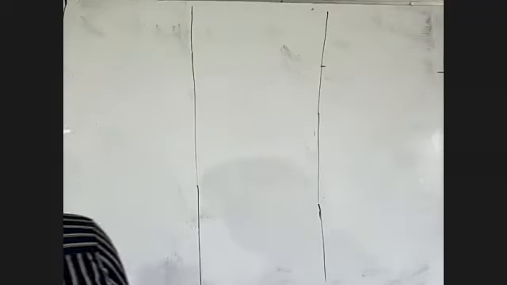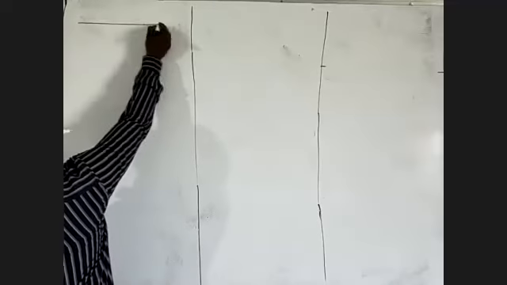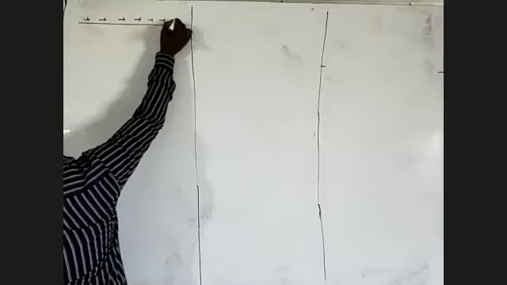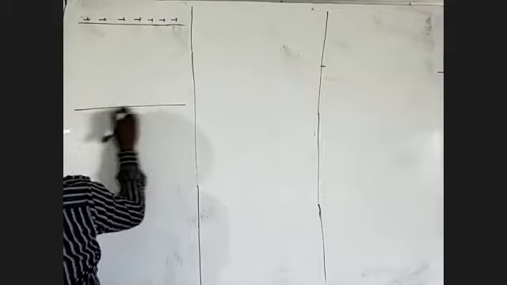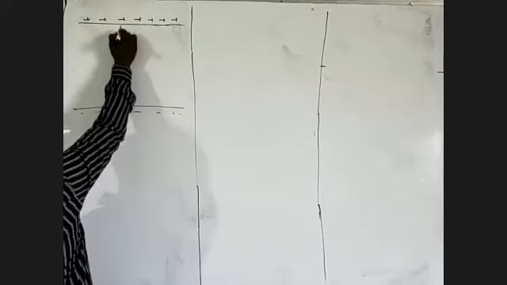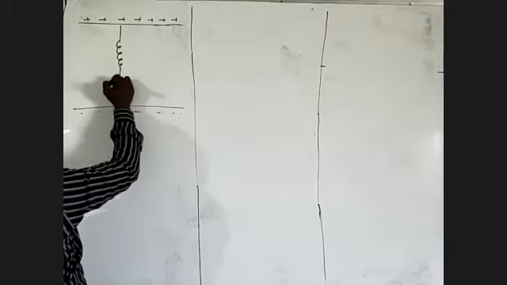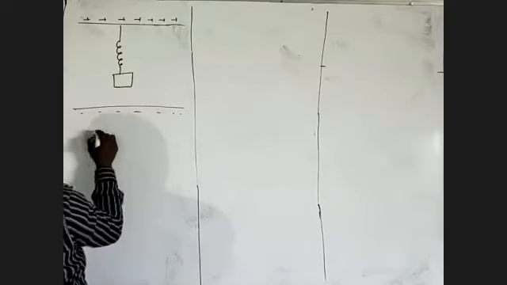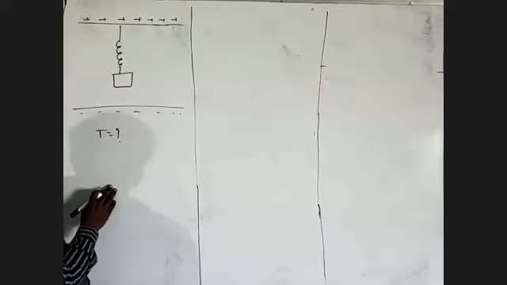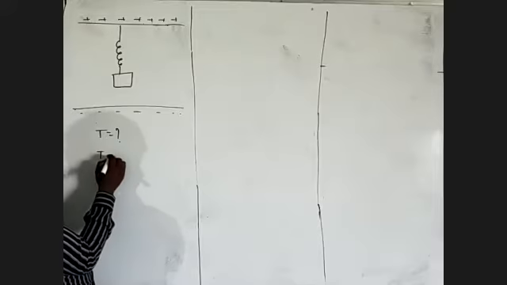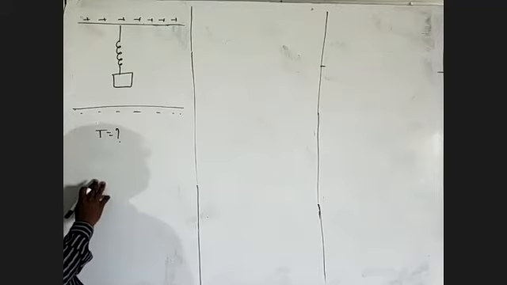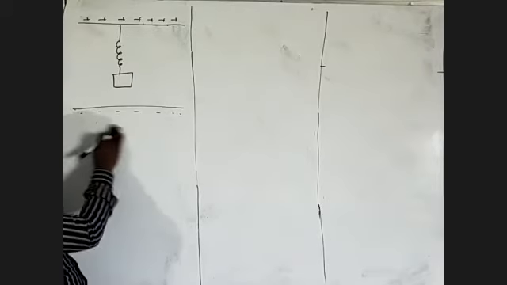So this is a positive plate. This is a negative plate. This is a spring mass system. What is the time period of the spring mass system? So T is equal to T dash. The time period of a spring mass system does not depend upon the electric field.